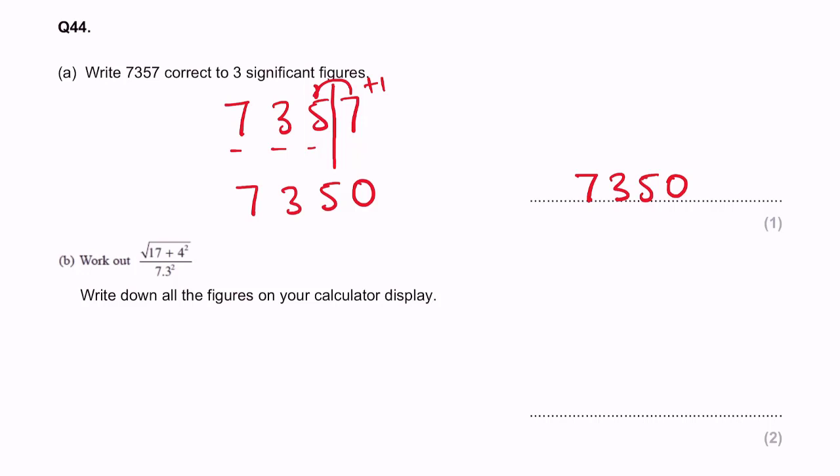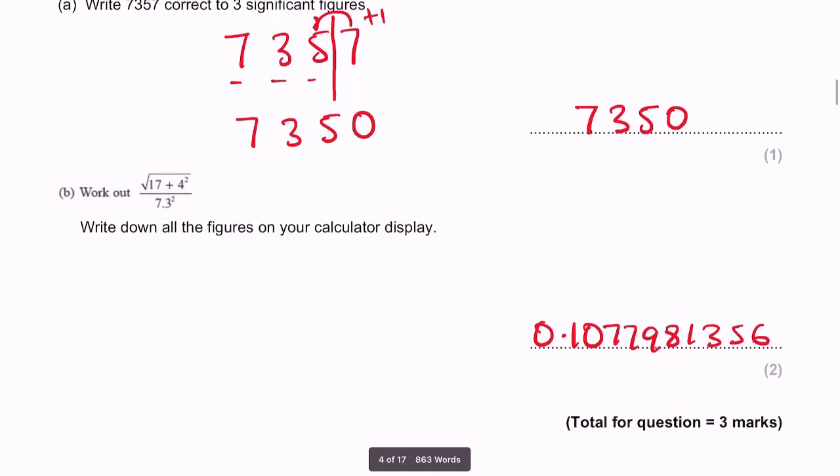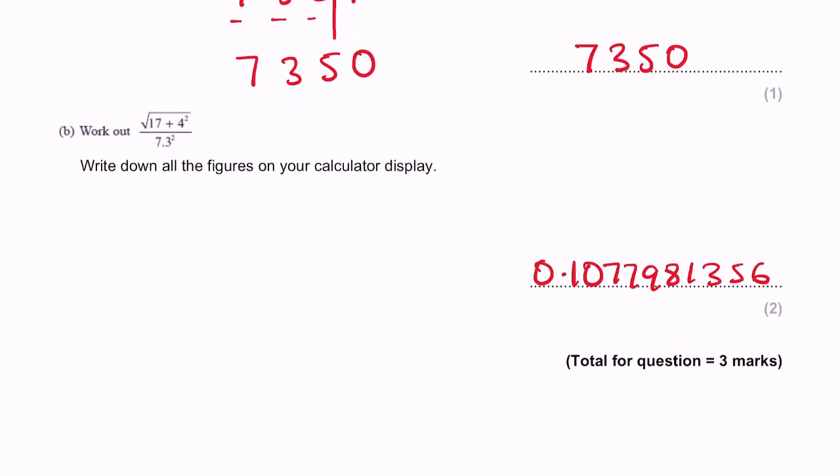Press the down arrow button and then type in 7.3 and then the square, and that will give us 0.107781356. It's asking you to write down all your figures on the calculator display, so don't forget to write down all the numbers, and this is worth 3 marks.